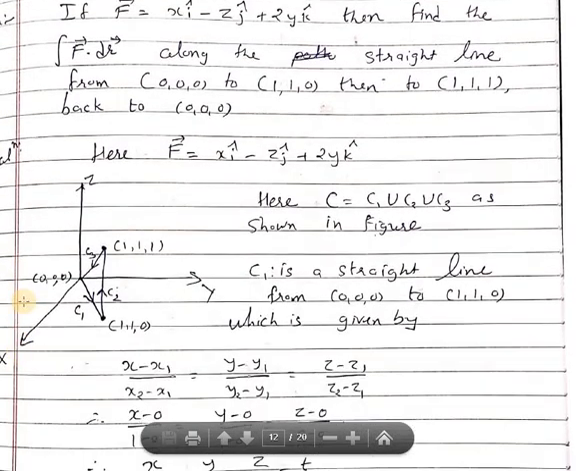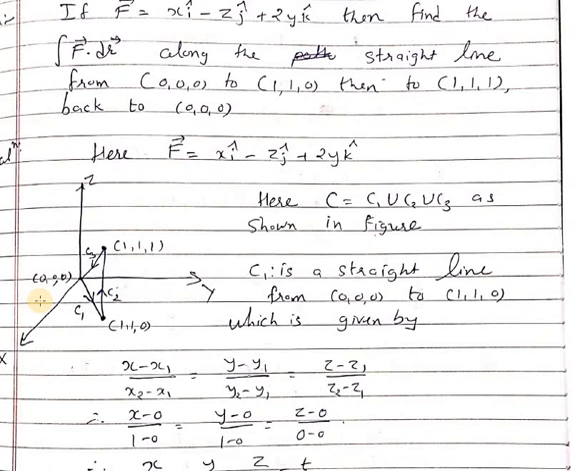You have been given one force field and you have to find the integration of F dot dr from (0,0,0) to (1,1,0), then to (1,1,1), and then again back to (0,0,0). So we have three straight lines: first from (0,0,0) to (1,1,0), then (1,1,0) to (1,1,1), and then (1,1,1) to (0,0,0). So here C is the union of C1, C2 and C3.